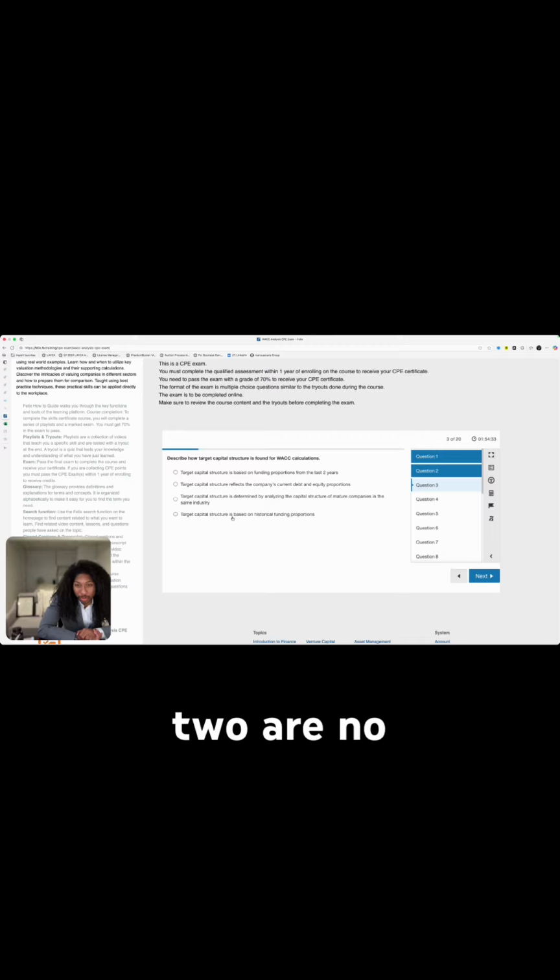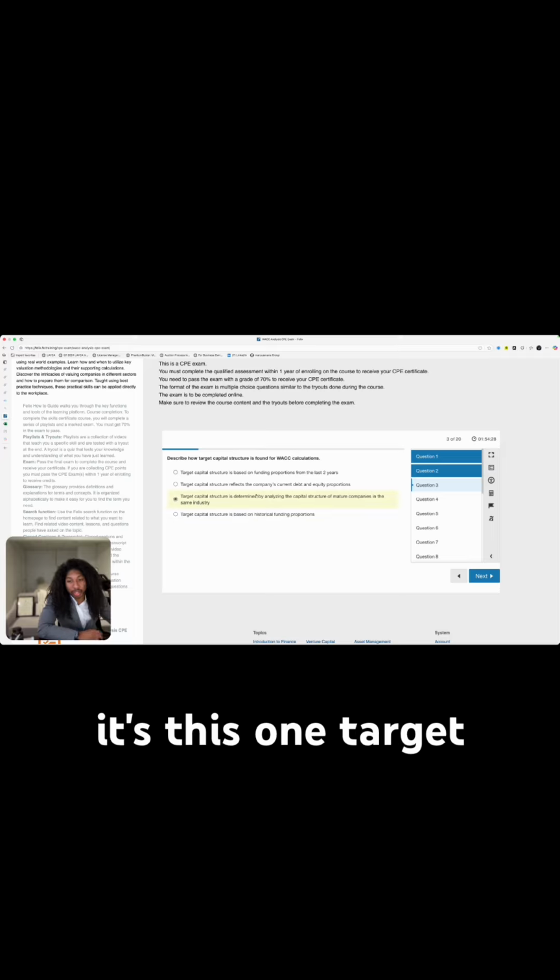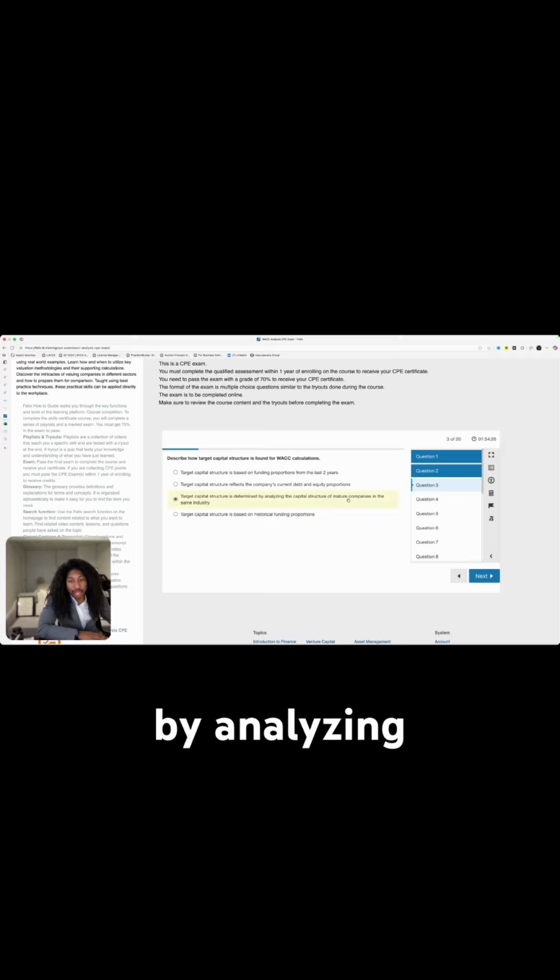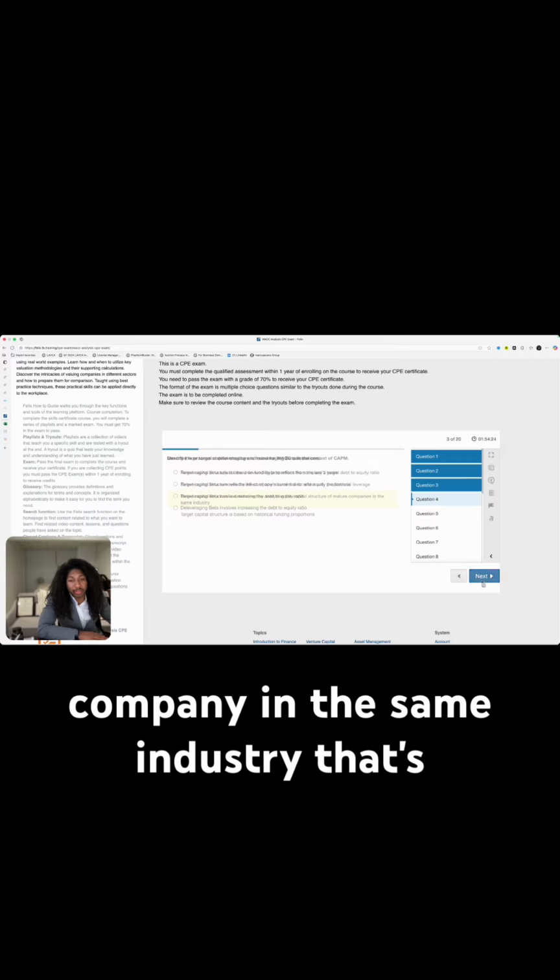Well, the first two are no, for sure. Target is based on historical funding proportions. No, it's this one. Target capital structure is determined by analyzing the capital structure of mature companies in the same industry. That's the right answer.